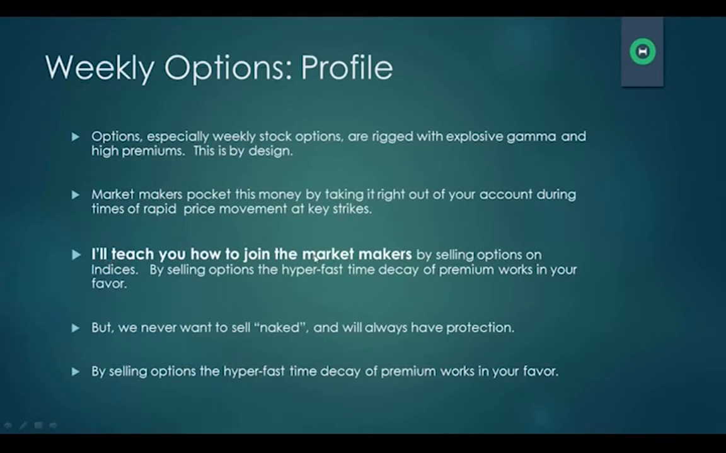I'm going to teach you how to join the market makers by selling options on indices. By selling options, the hyper fast time decay of premium works in your favor. But we're never going to sell naked. We're always going to have protection. And you can actually make just about the same percent return, if not better, by going in with a vertical spread versus selling naked. You look at the premiums and you say, boy, if I just sold that, I'd capture all those premiums.